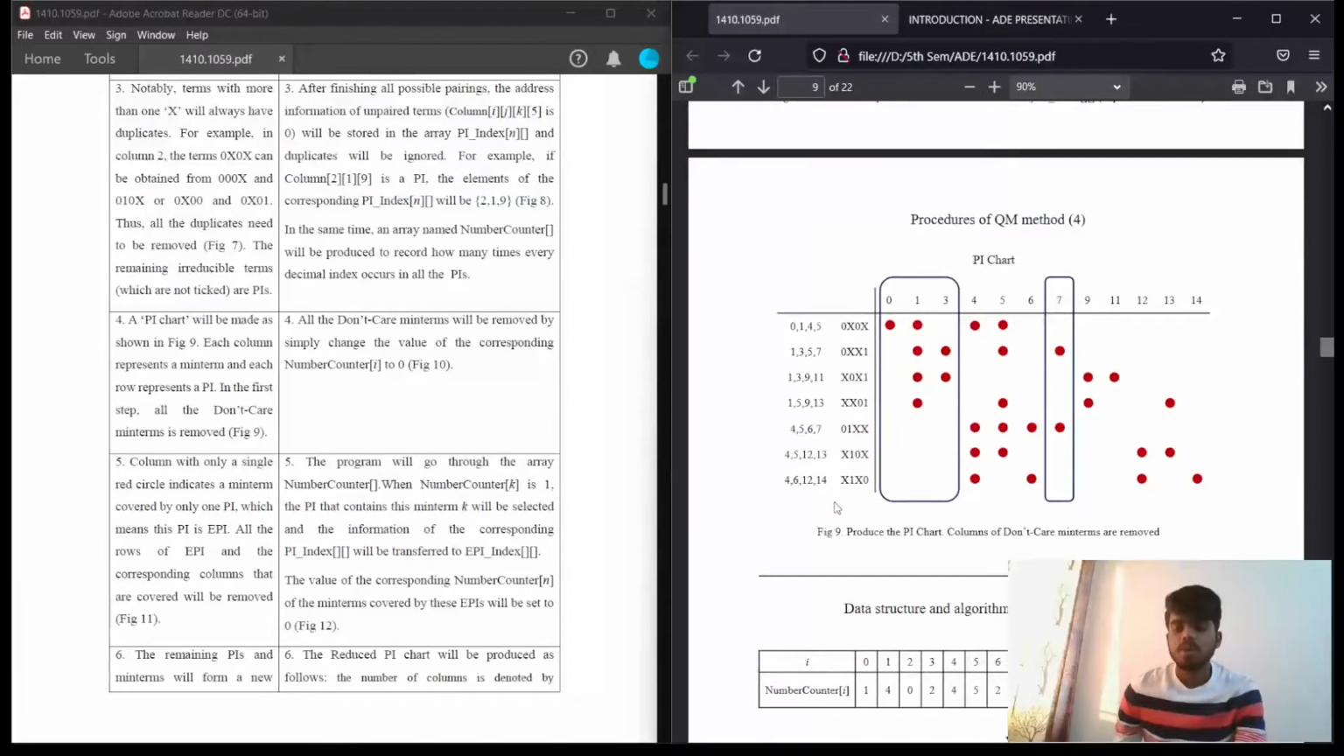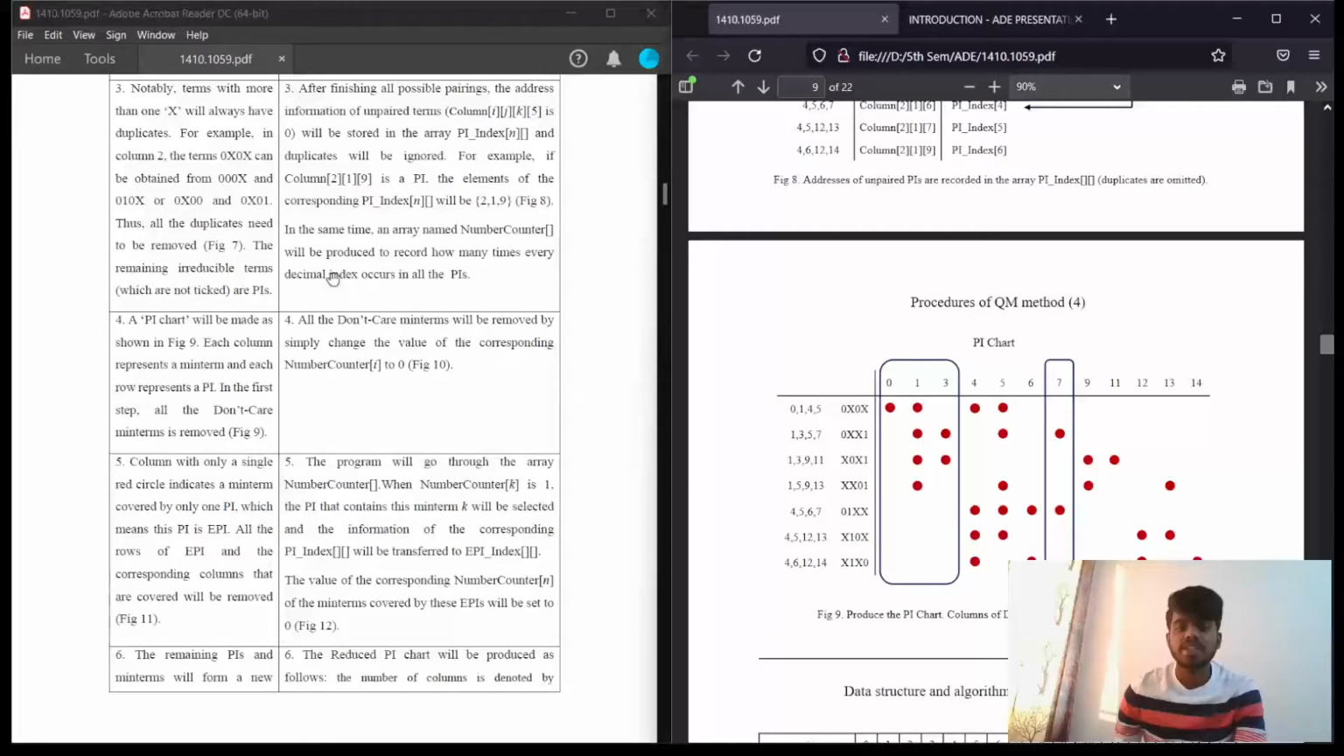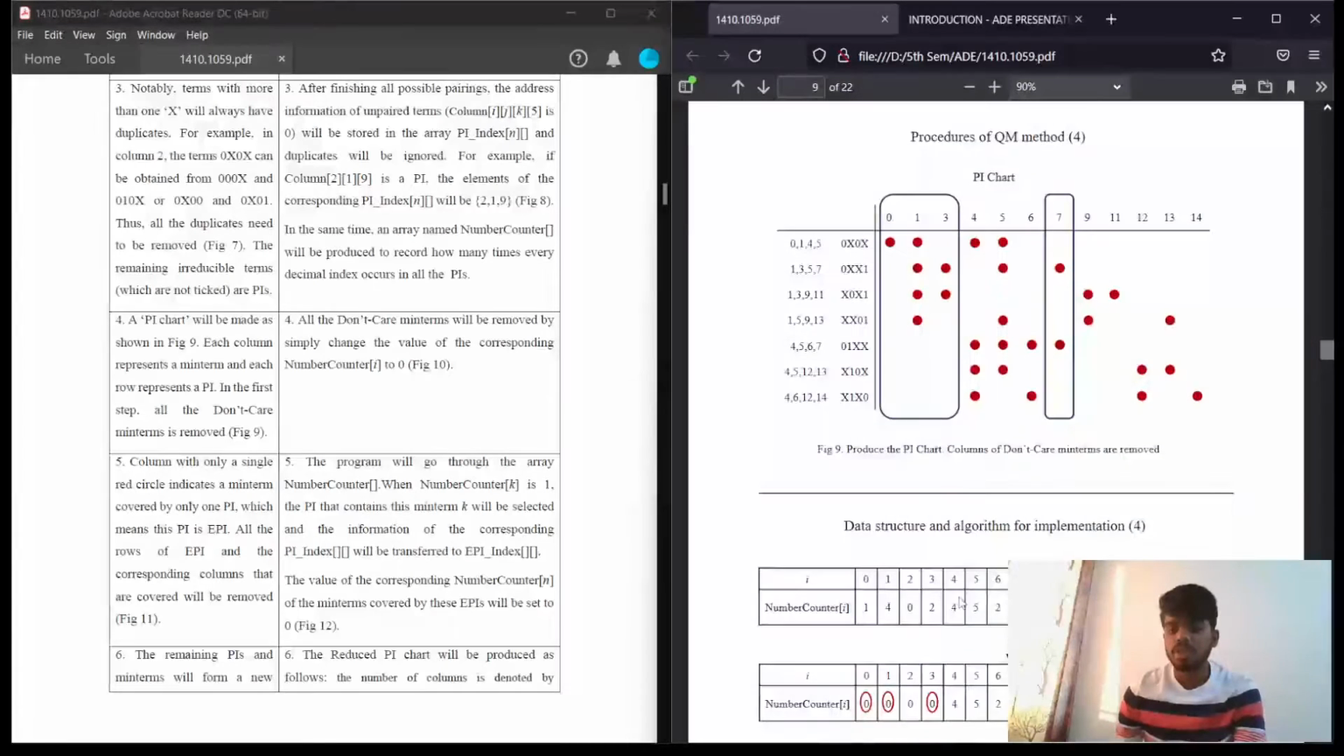Remember, we actually had this number counter. At the same time, an array named number counter will be produced to record how many times every decimal index occurs in all the PIs. Suppose this is the number counter for 1. The number of times it has occurred is 0, 1, 2, 3, 4, so the number counter for 1 is 4. The same way there is a number counter for all these particular terms.